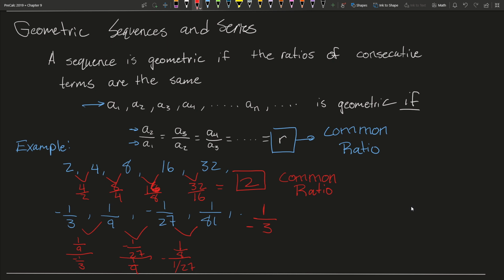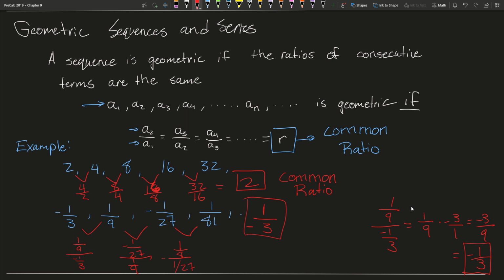Okay, if that didn't make sense, we can just do it in the same way that we did the sequence above it. 1/9 divided by -1/3 is really equal to 1/9 times -3/1, which is negative 3/9, which is negative 1/3. Okay, so we could check every one of those. I'm telling you right now that it is geometric, so they're all consistent.